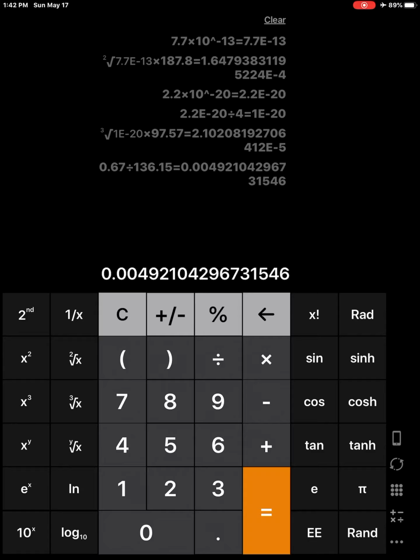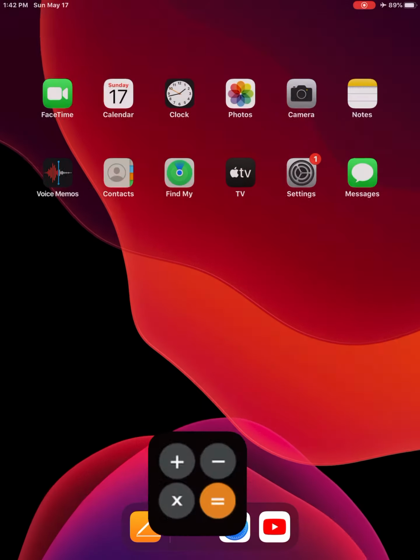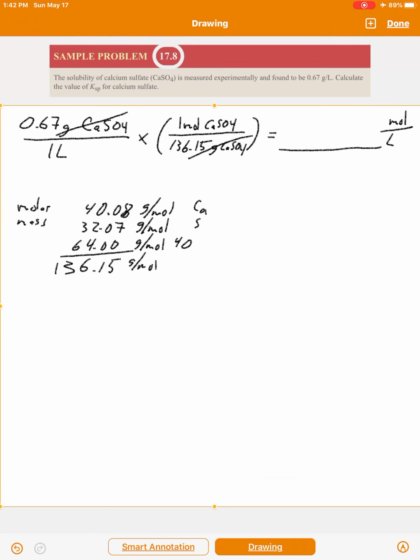4.9 times 10 to the minus 3. Let's go ahead and leave the extra sig fig. 4.92 times 10 to the minus 3 moles per liter. Now here's why we want to do that. This is the molar solubility.